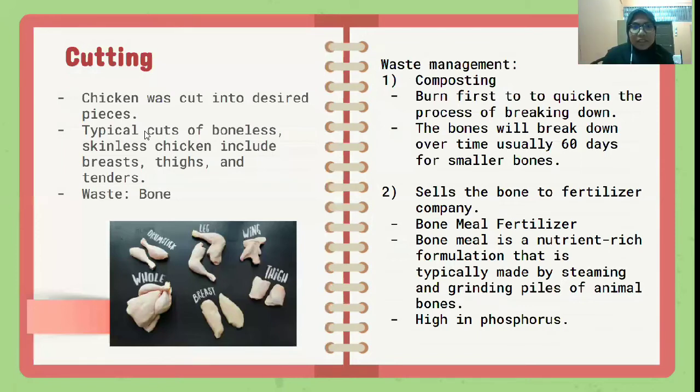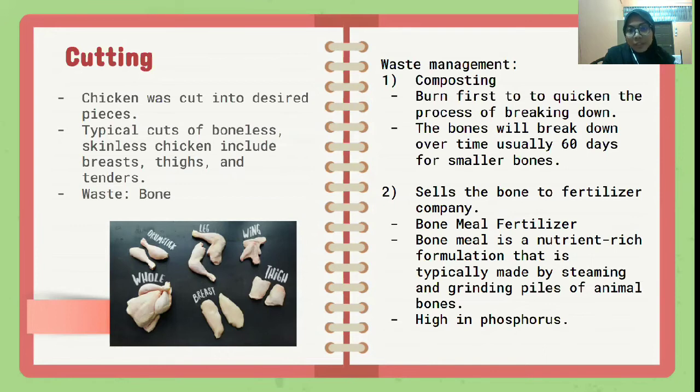Hi, my name is Aida Atira and I will present about the cutting process. For the cutting process, the chicken is cut into desired pieces. Typical cuts of chicken are boneless, skinless chicken, including breast, thigh, and tenders. And the waste from the cutting process is the bone.